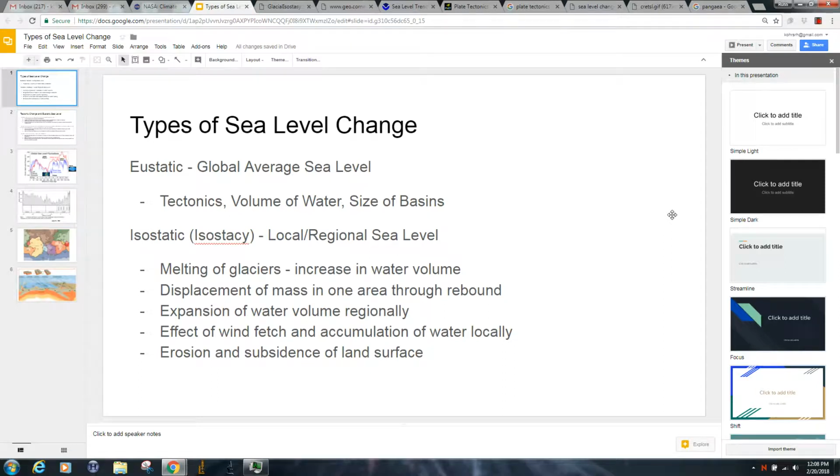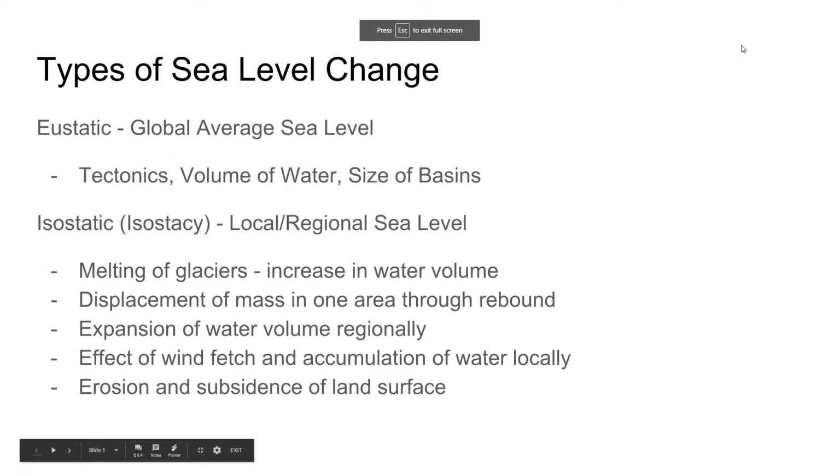Well, hello, VEST scholars. It's time for you to explore sea level change. Your Module 6 lab is looking primarily at that. It's important for you to understand that sea level change is quite complicated.